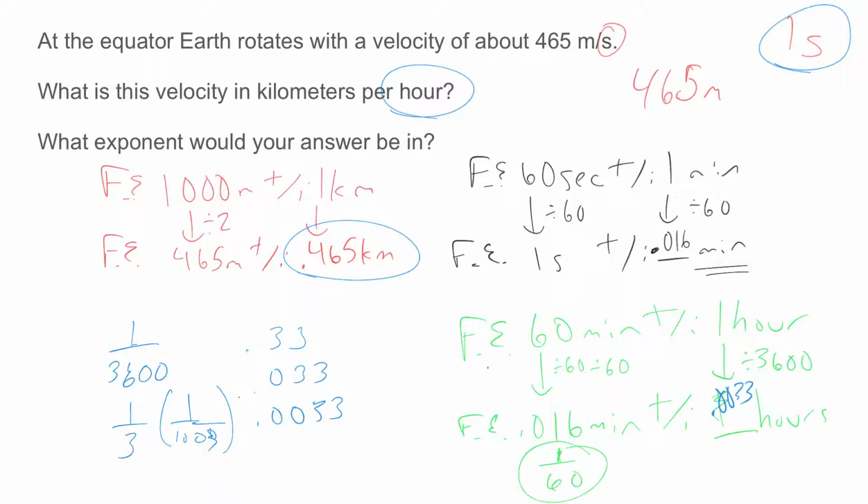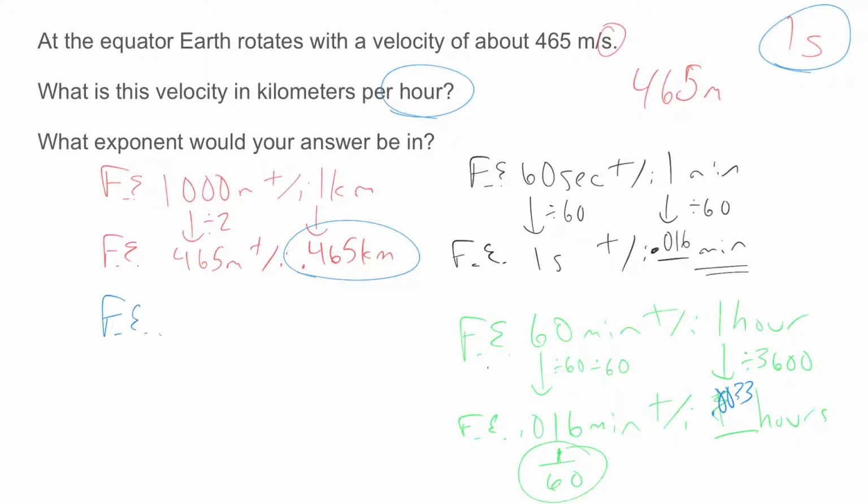And now, we still aren't quite done yet. Remember going back to the problem originally, we wanted to know how many kilometers per hour are in 465 meters per second. Well, we know kilometers and we know hours, so now we can just solve. So for every 0.465 kilometers, there is 0.0033 hours, or we could think of this as 1/3600ths.